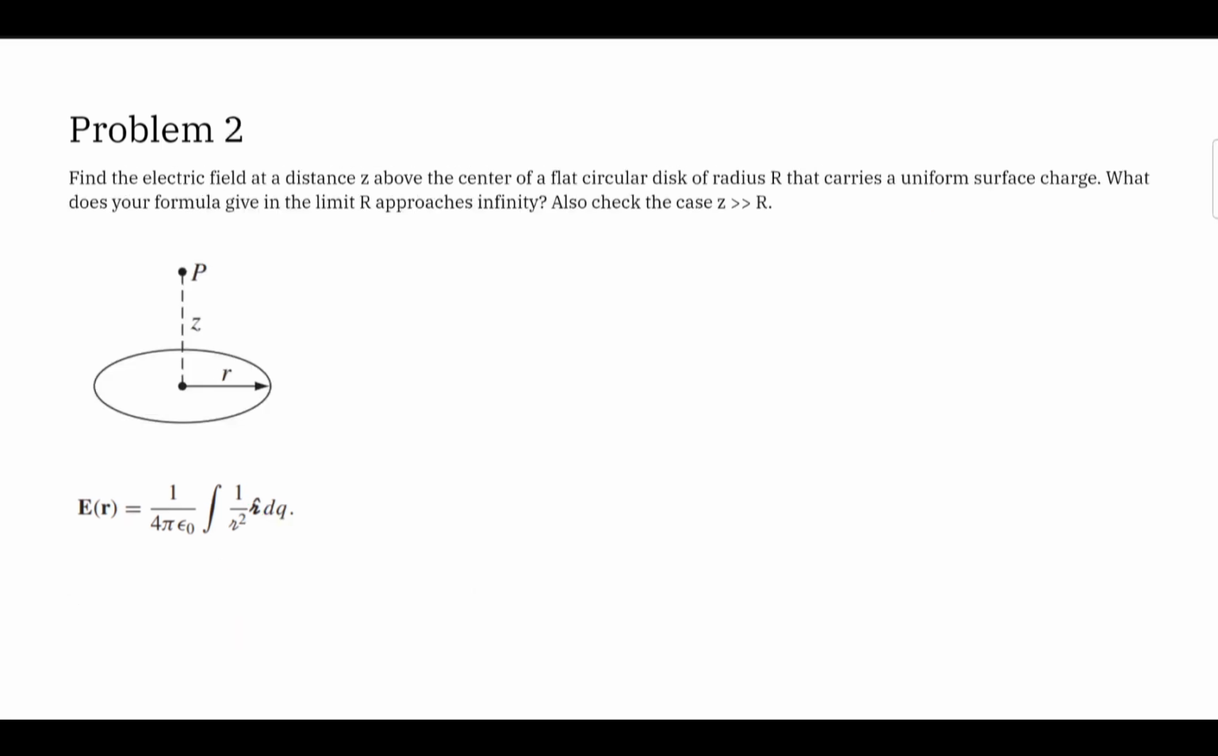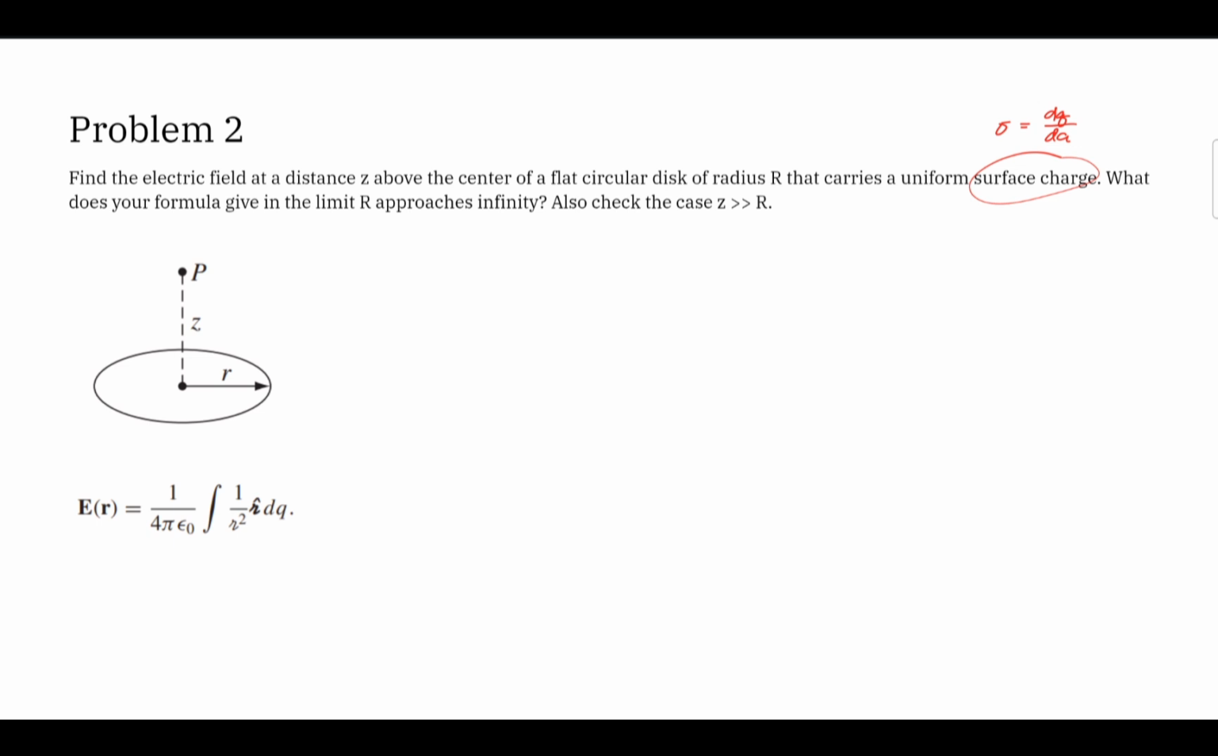Problem number 2. Find the electric field at a distance z above the center of a flat circular disk of radius r that carries a uniform surface charge. From that first sentence, we now know that we have a surface charge, sigma, which, as you recall, is going to be dq over dA. What does it formally give in the limit r approaches infinity? Also check the case z is extremely greater than r.